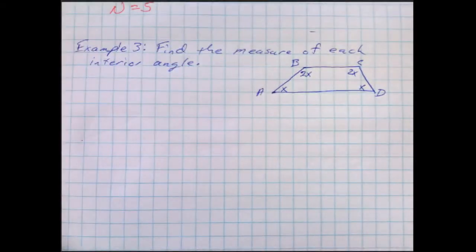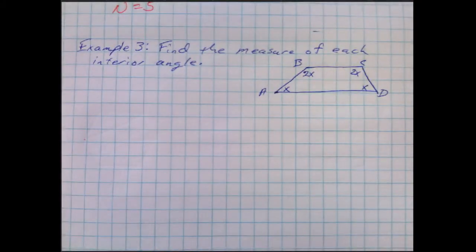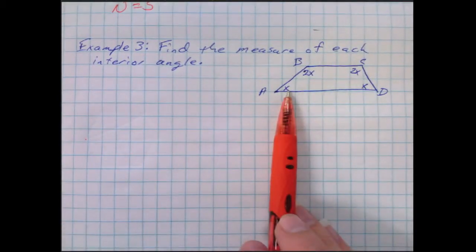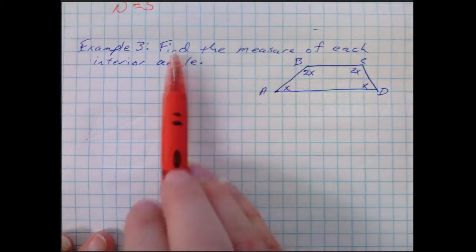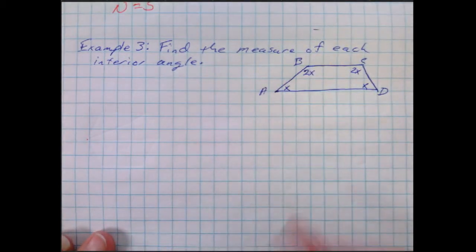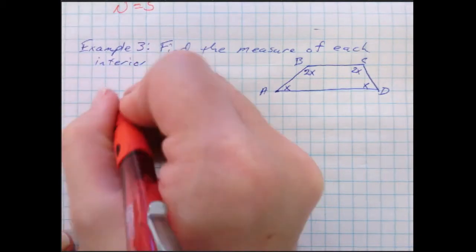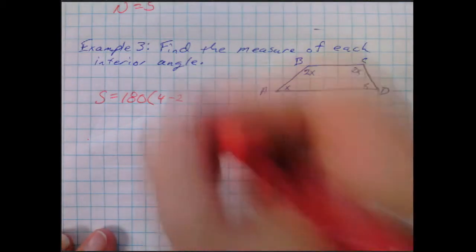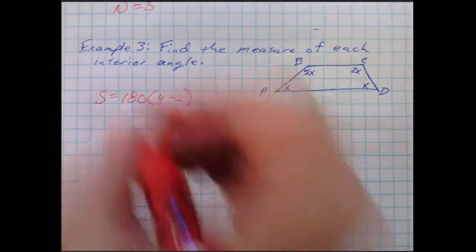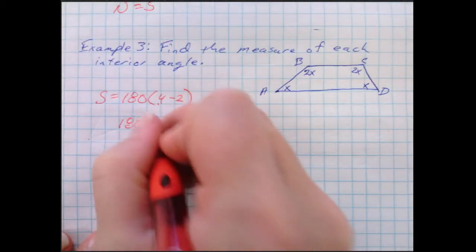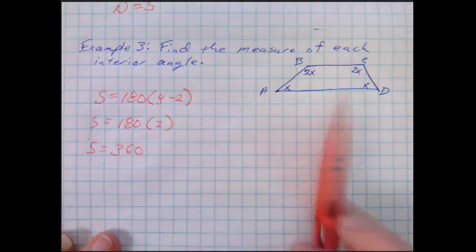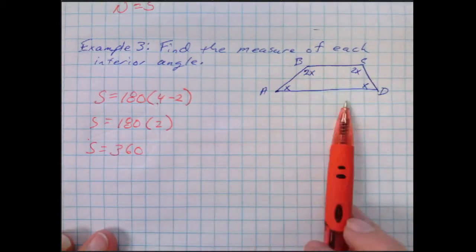This one actually has a polygon on it, and we're going to be finding x. Okay, so it says find the measure of each interior angle. We have some x's going on here, so we're going to find that first. So we know if this has 4 sides, we're going to take s equals 180, 4 minus 2, okay, because there's 4 sides. So this is 180 times 2, so s equals 360. So we know the total for these 4 angles is 360.